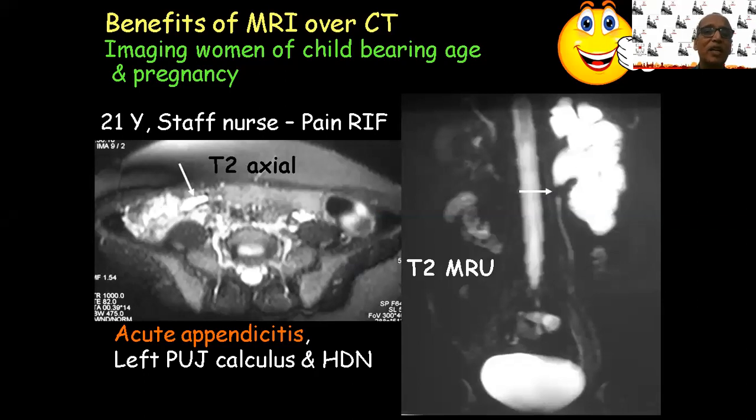Again, MR can be performed much more safely than CT in a pregnant patient who comes with causes of acute abdomen. So here this staff nurse presented with pain abdomen. This was due to an acute appendicitis on this T2-weighted axial image. At the same time, the patient also had a calculus in the left PUJ, which was causing severe hydronephrosis. So MR is excellent. If ultrasound is equivocal, you could do MR to look for changes in the kidney as well as changes elsewhere outside the urinary tract.